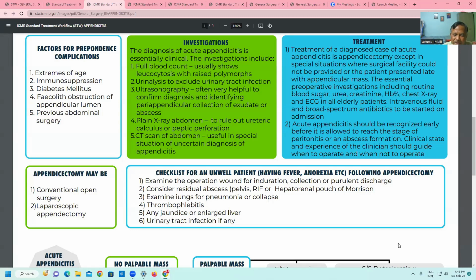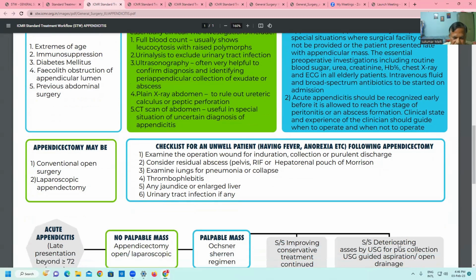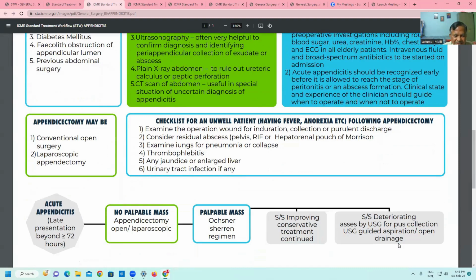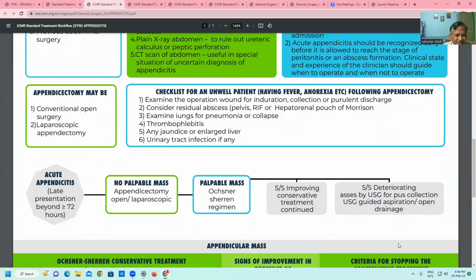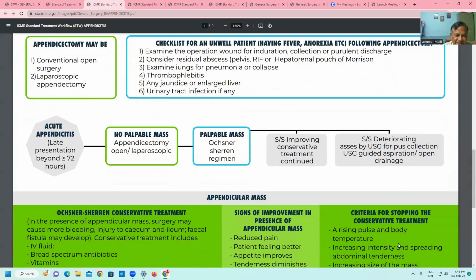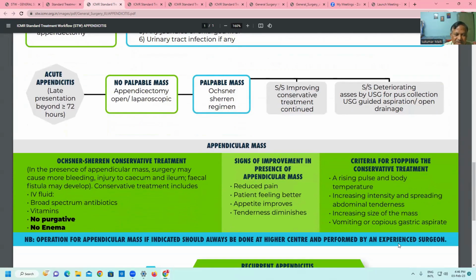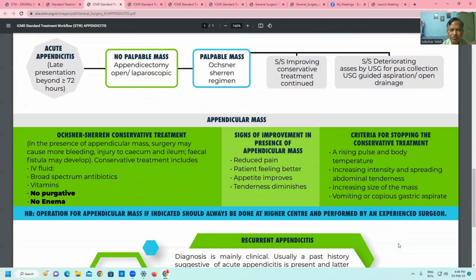But in case of appendicular lump, treatment by laparoscopic surgery may be very difficult, and unless the surgeon is very experienced and facilities are available in an advanced center, it should not be taken as the primary procedure. When the acute appendicitis patient presents late, suppose beyond 72 hours, and if no mass is palpable, we can go for appendicectomy. But if a mass is palpable, we should think in two ways.